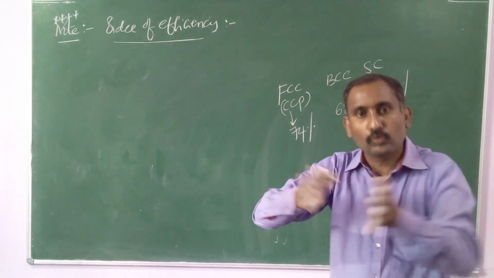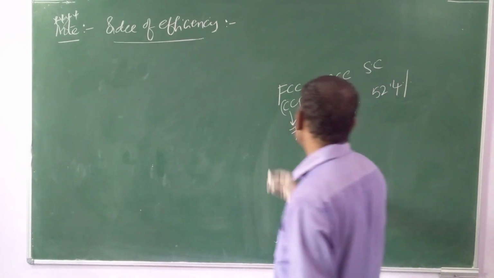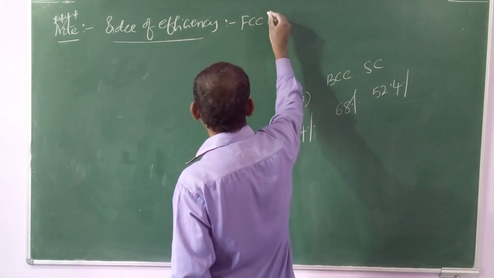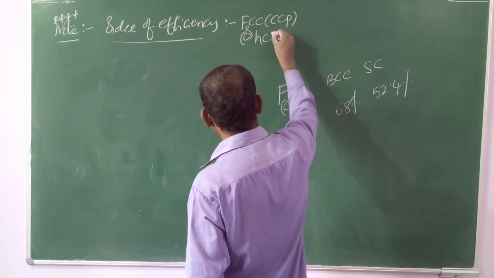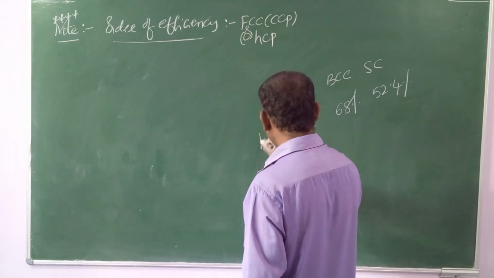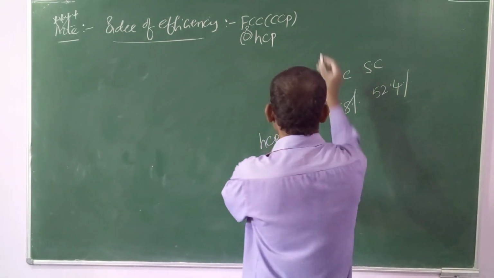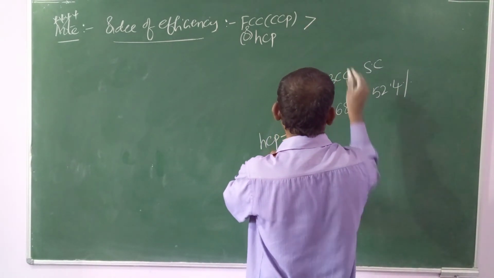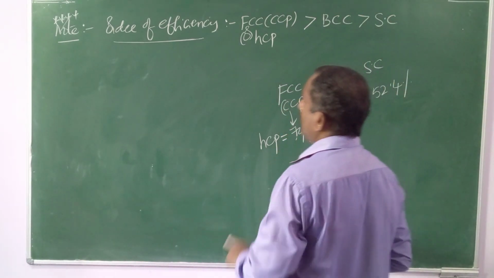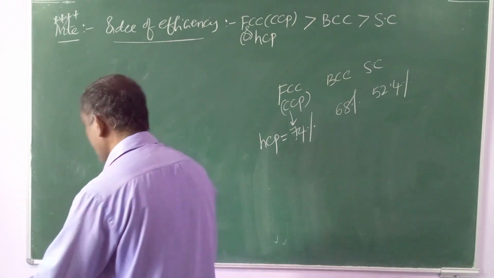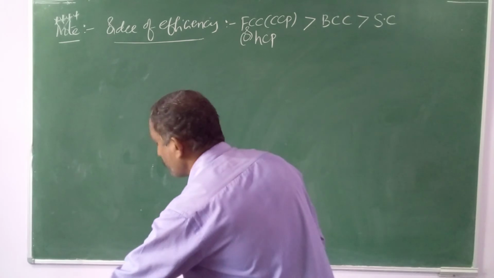That means more close packing. Whenever efficiency is more, close packing is more. Therefore, order of efficiency is FCC, nothing but CCP. FCC and HCP are equally efficient. HCP also 74 percentage. Anyhow, HCP derivation is not in our syllabus. Highest efficiency goes to FCC or HCP. Next BCC. Next simple cube. Most efficient is FCC and HCP. Least efficient is simple cube.